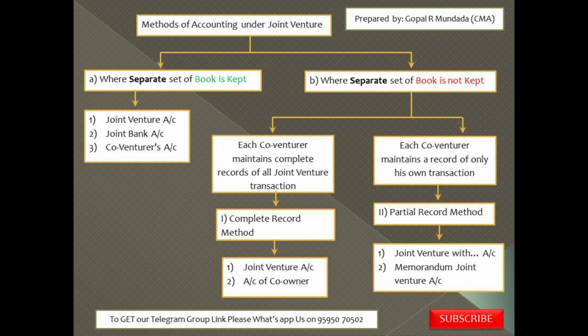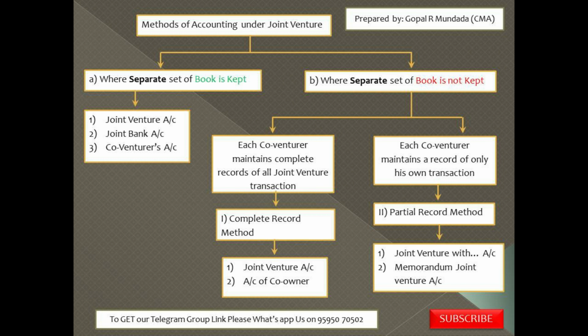Next category is where separate books of account are not kept. In such a case, each co-venturer maintains the complete record of all transactions, and the second category is where each co-venturer maintains a record of only his own transactions. This is also called the complete record method versus the partial record method.